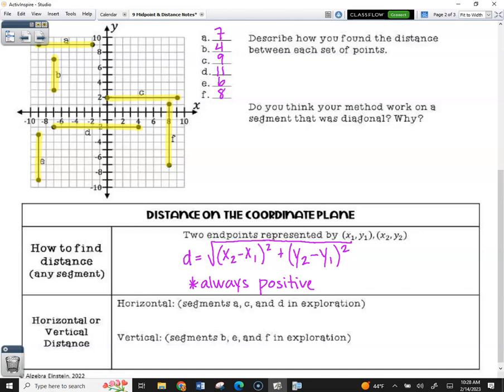It says horizontal or vertical distance. That would be those segments we just did. I want you real quick to write the letter. You got A, B, C, D, E, F. Write the letter of the ones that are horizontal. Let's make sure you know what runs horizontal. Then write the letter of the ones that ran vertical. Should be 3 letters for each.